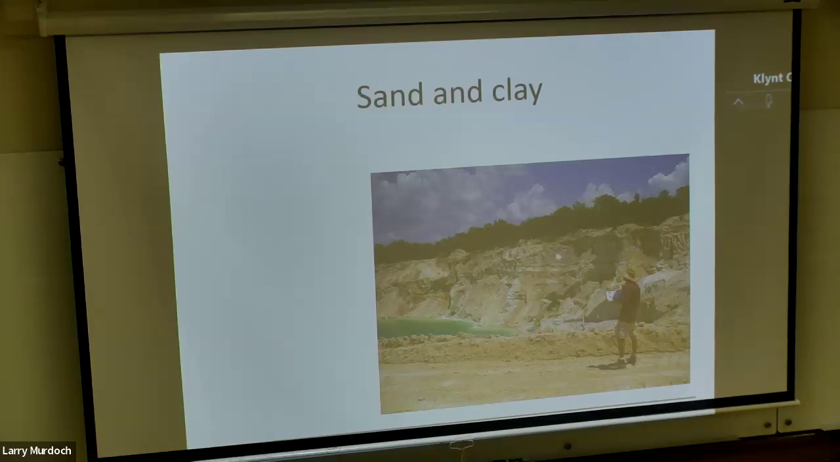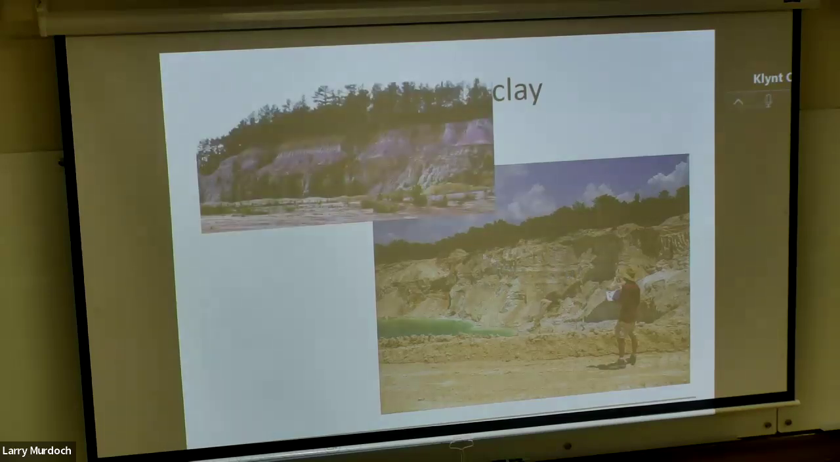Here's an example. This is a quarry near Aiken, South Carolina, and it's 100 feet thick or so, a formation that's largely sand. So these are, in some cases, very thick formations that are quite permeable. And in other places, the sands are interbedded with finer grain formations, like those silt and clay.